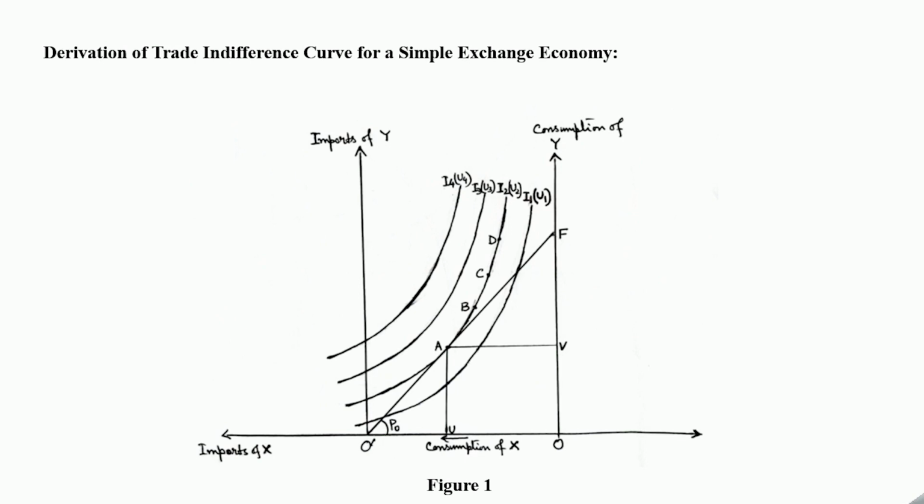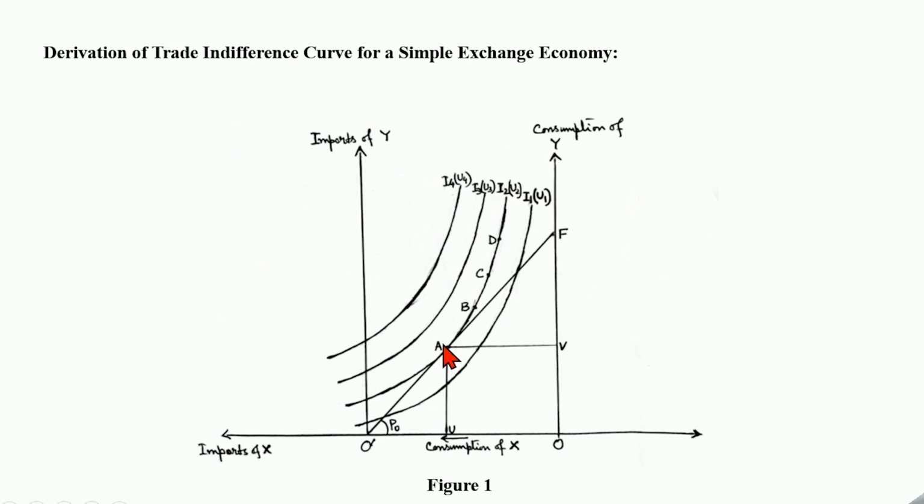From O prime, we measure vertically upward imports of commodity Y and we measure horizontally in the leftward direction imports of commodity X. So, from O prime origin, if we look at these curves I1, I2, I3, then the curves will be trade indifference curves. Why is this so?